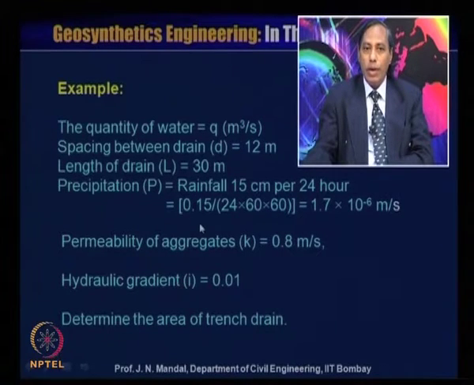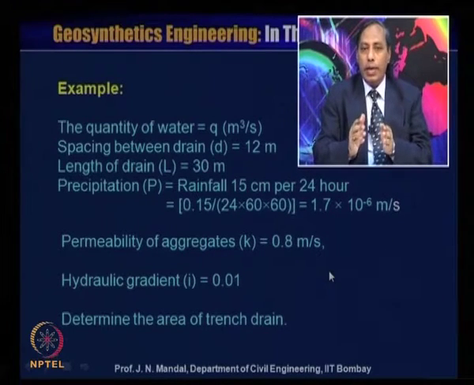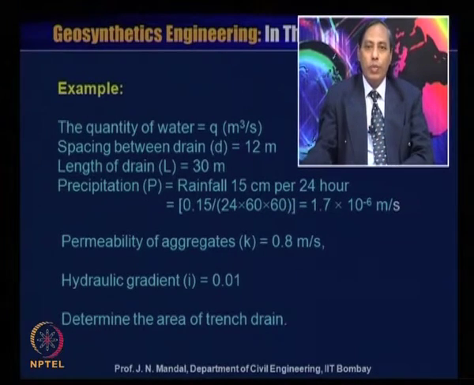If you calculate, the precipitation P is equal to 1.7 into 10 to the power minus 6 meter per second. And permeability of the aggregate K is equal to 0.8 meter per second. Hydraulic gradient I is 0.01. You have to determine the area of trench drain. What should be the area of trench drain?